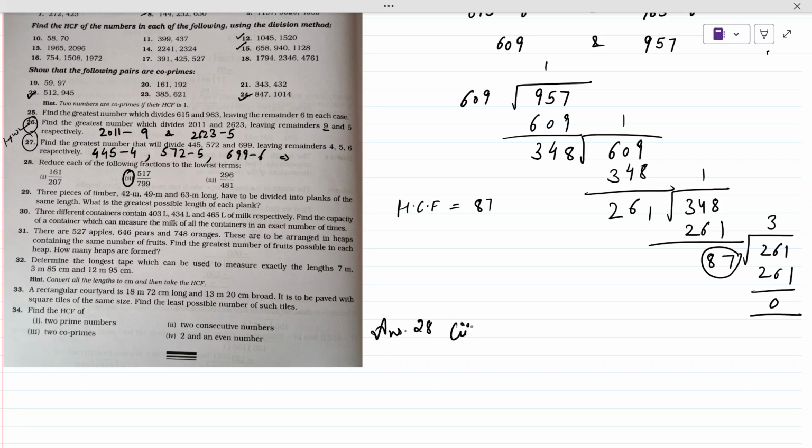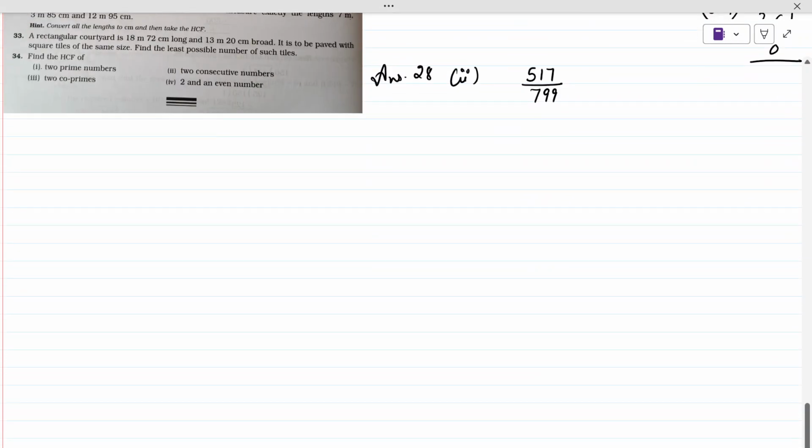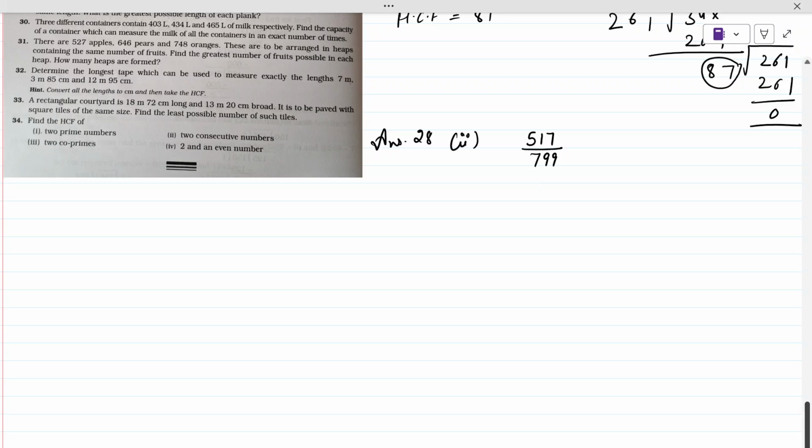So what we have to do here is, for the given numbers, we have to reduce it to the lowest term. And how we can reduce it to lowest term is by dividing this number by their common factor. So first of all, we have to find the common factor, and then using that common factor, we have to divide both the numbers. Okay, so what I am taking here is, I am dividing 799 by 517.